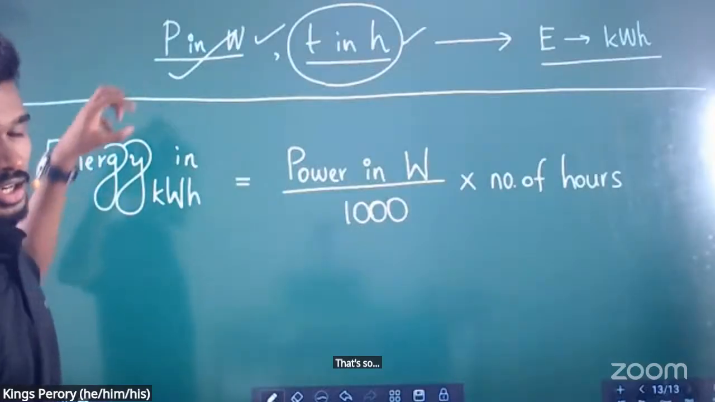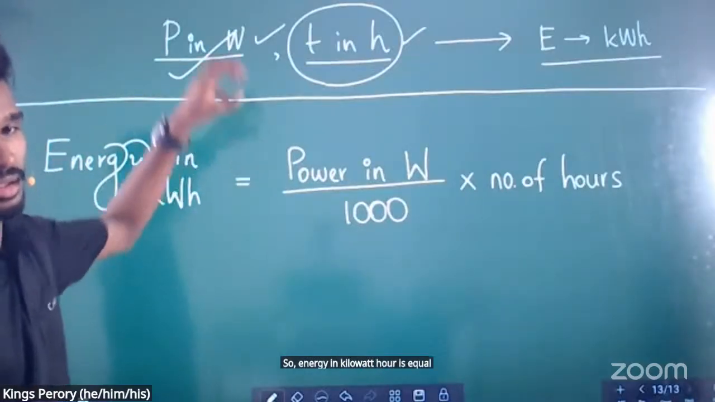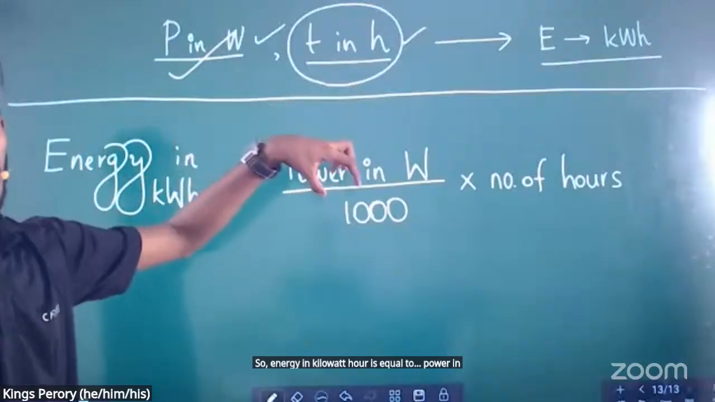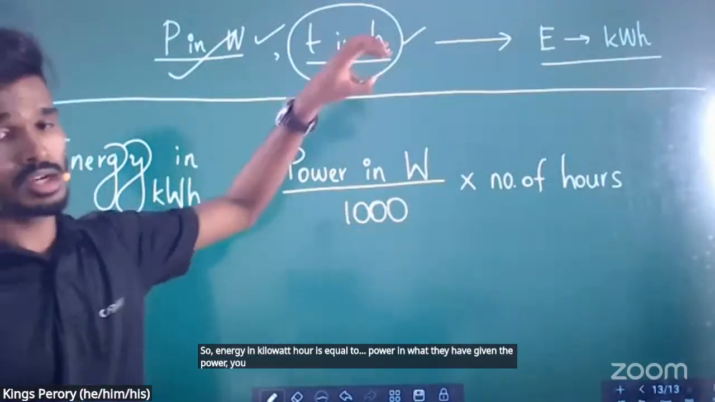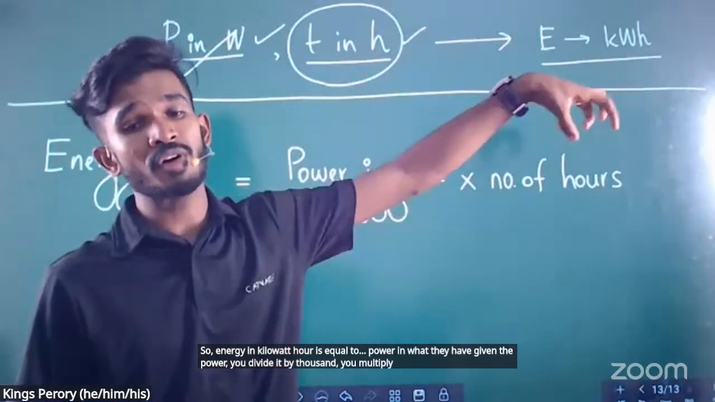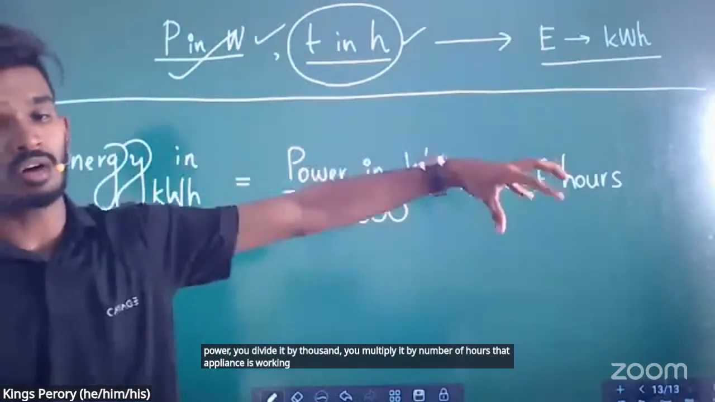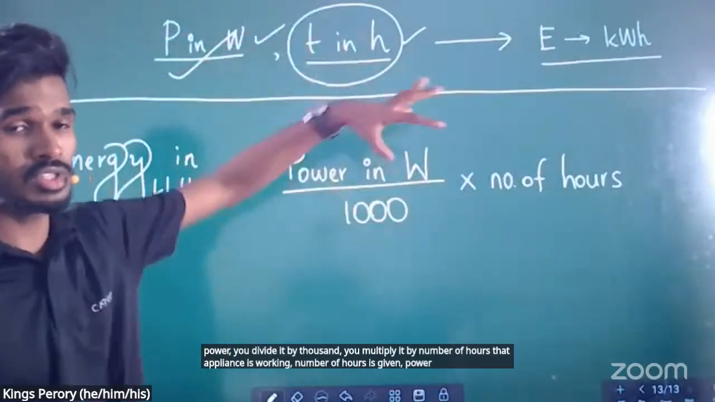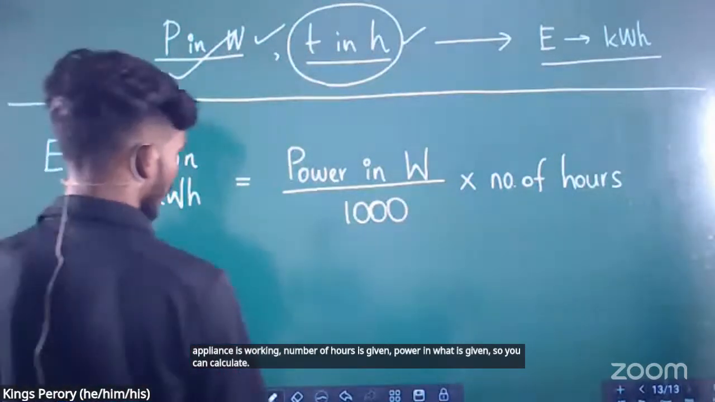So energy in kilowatt hour is equal to power in watt. They have given the power. You divide it by 1000. You multiply it by the number of hours that the appliance is working. Number of hours is given, power in watt is given. So you can calculate energy in kilowatt hours.